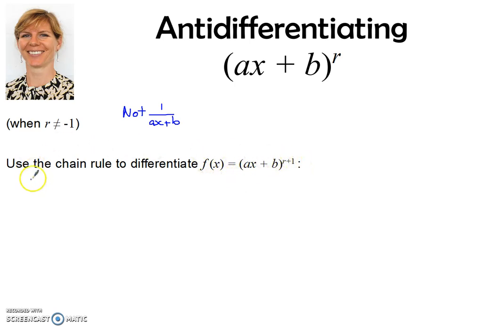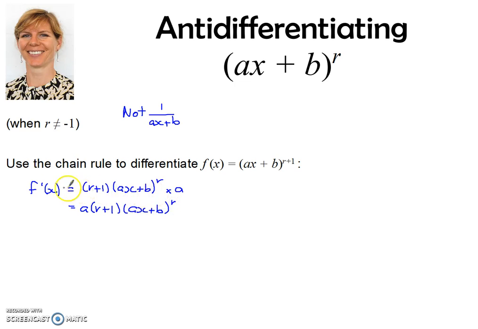So we know that we're going to kind of pretend that everything in this bracket is just our variable. So we'll bring the r plus 1 down, multiplied by the ax plus b, and then reduce this by 1, which just gives us r, and then not forgetting that we then need to multiply by the derivative of the function in the brackets. In this case, it's just a. So we get a outside r plus 1, ax plus b to the power of r.